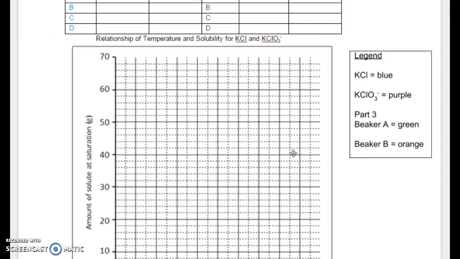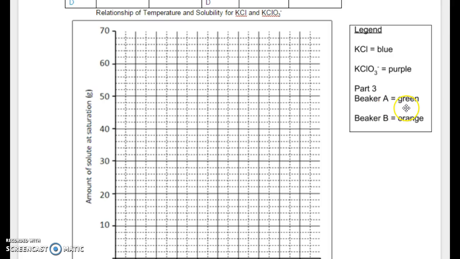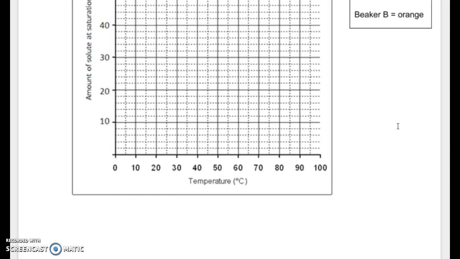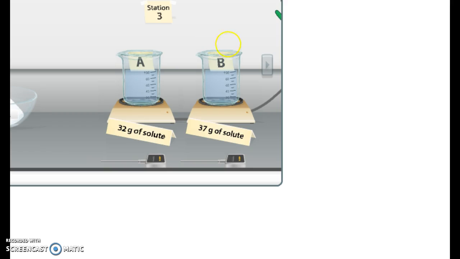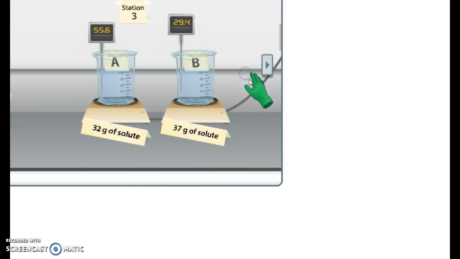Then the last part you need to do, you're going to have to put on points A, which will be a green point, and point for beaker B, which is an orange point. And that's your data from down here. So this one is different. We're going to go to station 3. I would actually suggest doing this right away because this takes a while.